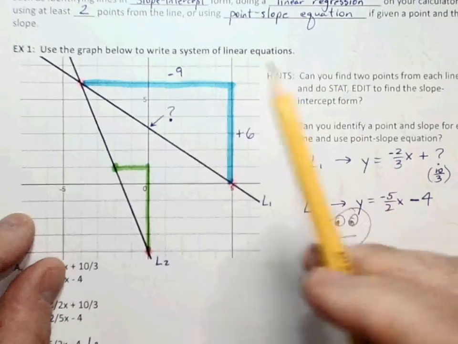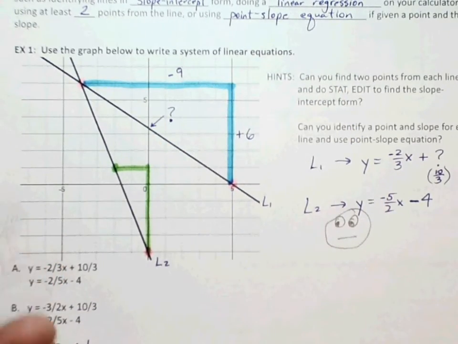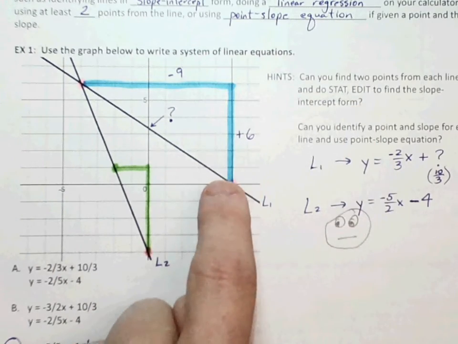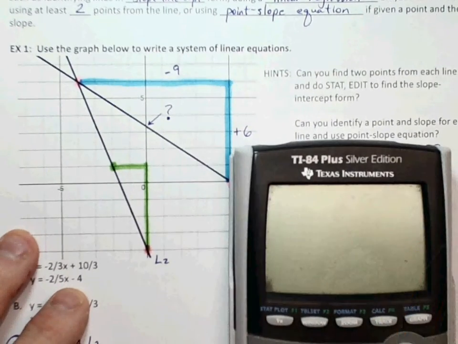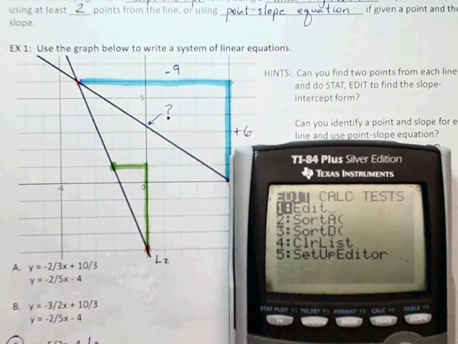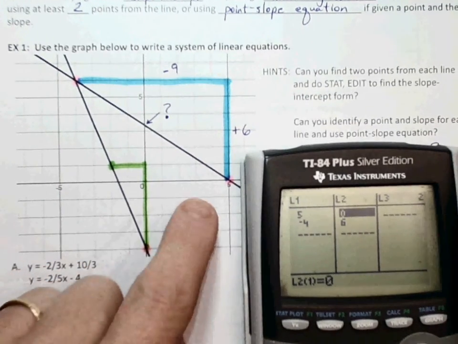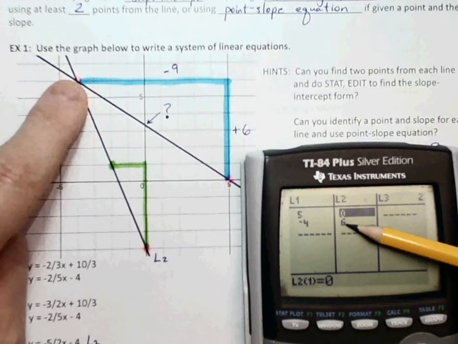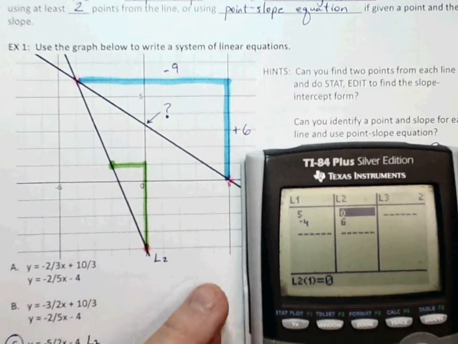Okay? Over here, we have a problem. The y-intercept is not clear. So, instead of just guessing, I'm going to take 2 points, and if I do a regression, it's going to tell me the y-intercept. So I picked (5, 0), that's this point right here, and (-4, 6), that's this point right here. 2 points on the line, and I'm going to do a regression.